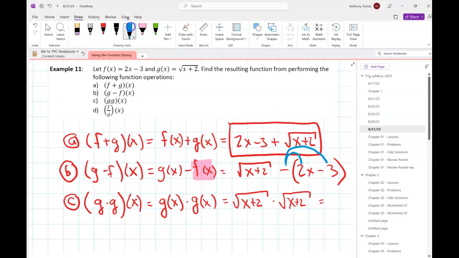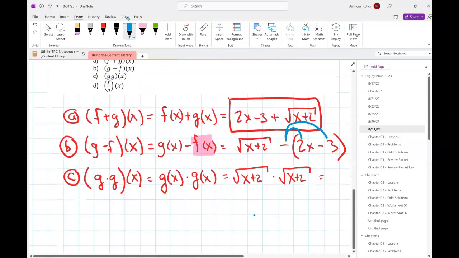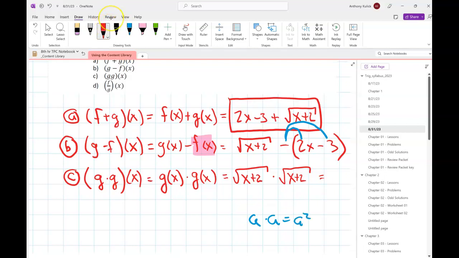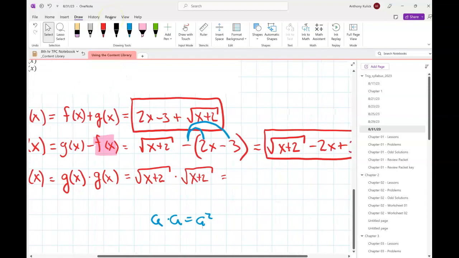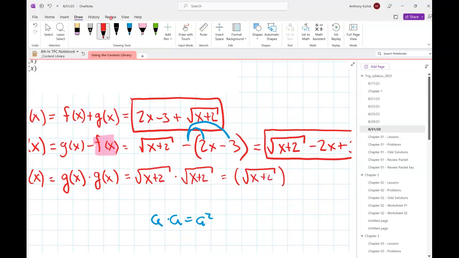Let me give you a hint and ask an easier question then. If I just have a times a, what do we get? A squared. So if I have the square root of x plus 2 times the square root of x plus 2, what do we get? Excellent. Square root of x plus 2 squared. And what is that going to allow me to do if I think about it that way? Yeah, the square can cancel the square root, right? Boop! And we're out of there.